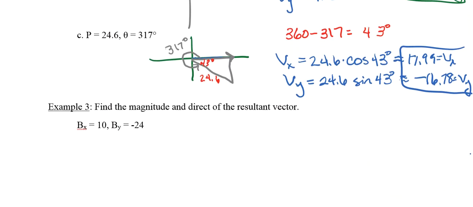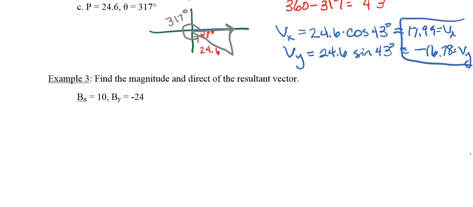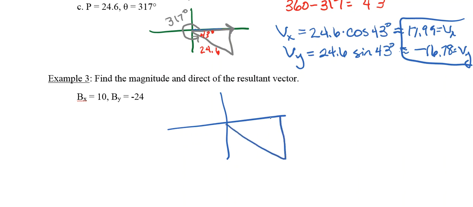So we can also switch it up, and instead of giving us the resultant vector and asking us to find the parts, the components, we can go the other way and give you the components and you tell me the resultant. So in this case, they say vector B's horizontal component is 10 and its vertical component is negative 24. So that would be going out 10 and down 24. So it's down here in the fourth quadrant. This is 10, this is negative 24. There's our theta.